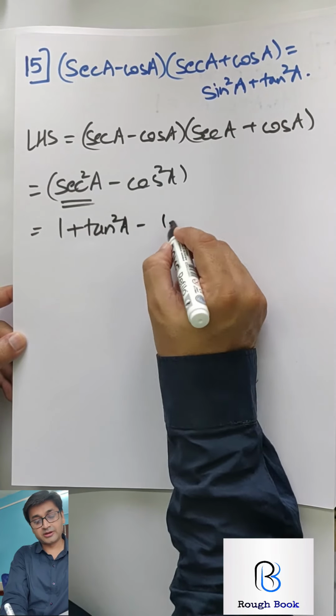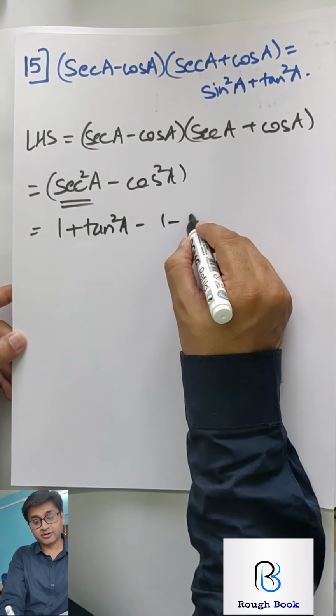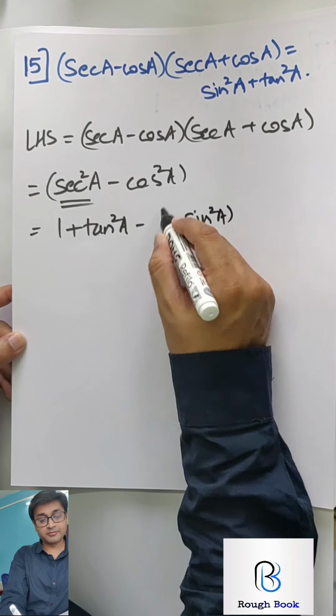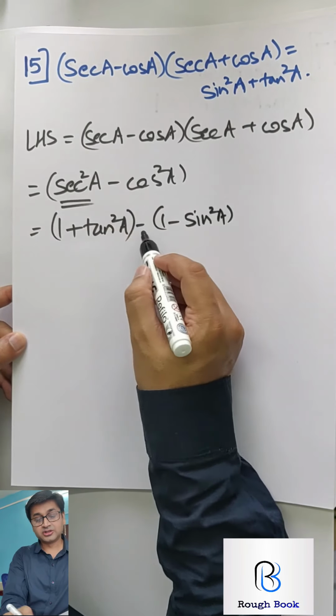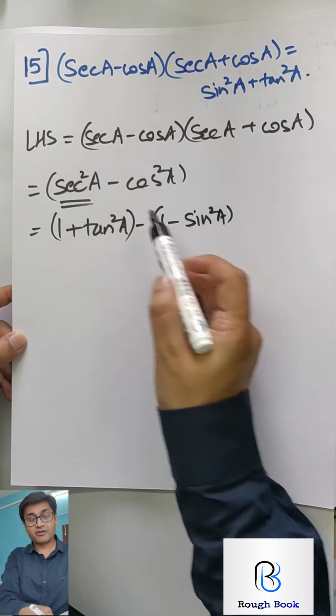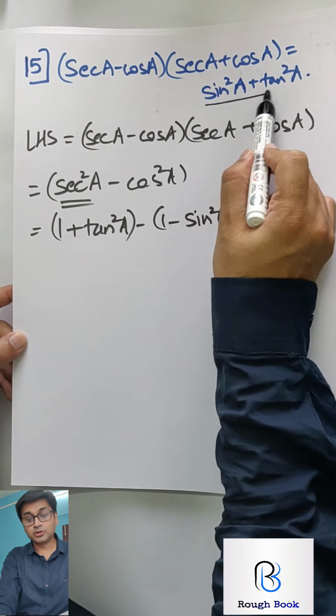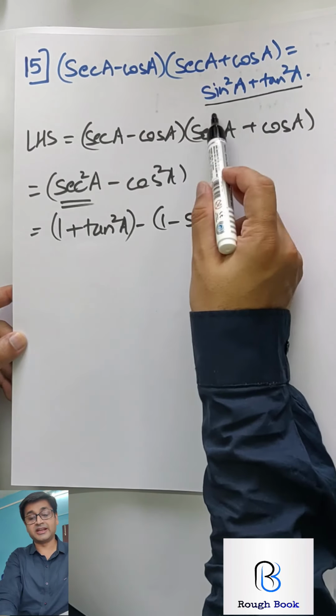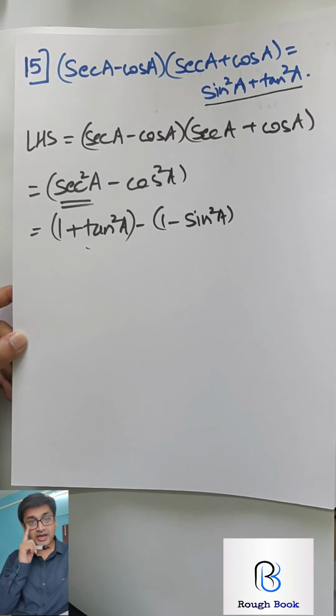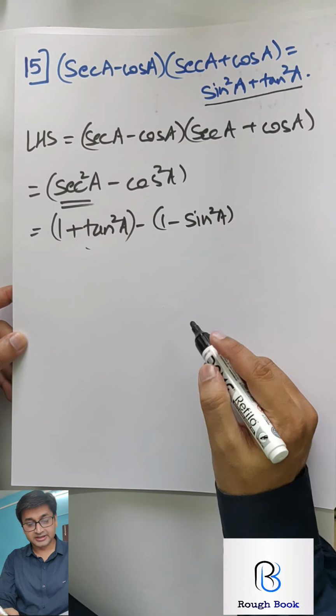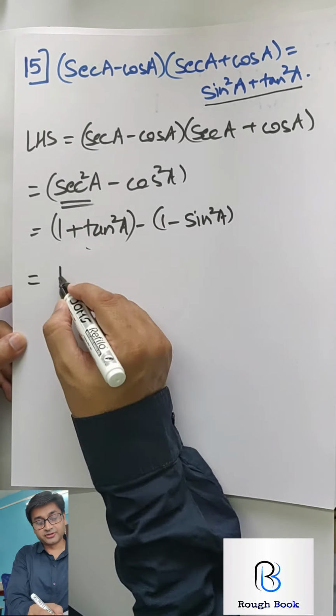And cos is 1 minus sine. Don't forget that. 1 minus sine, and both in brackets so that you don't mess up with the sign. Why did I convert? Because I knew that I will get sine and cos, sine and tan on converting it. So my eye is always on the right hand side. So let's work this further.